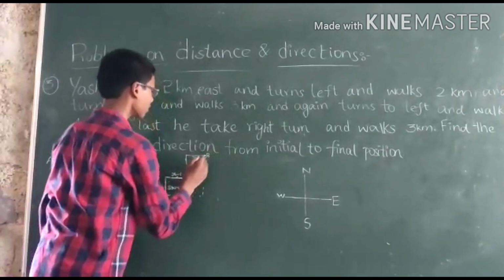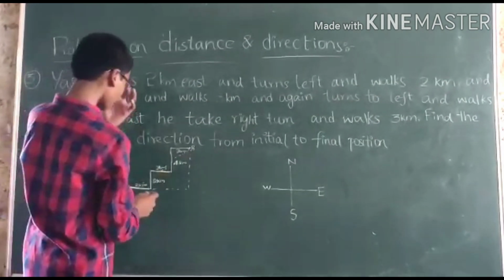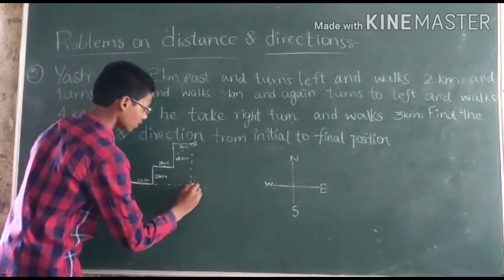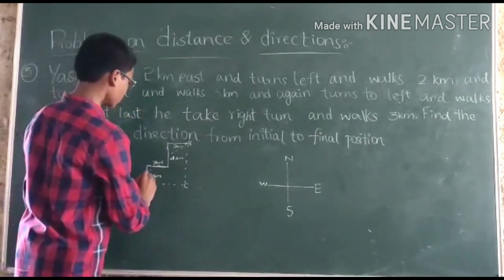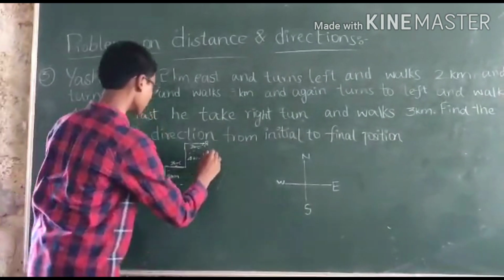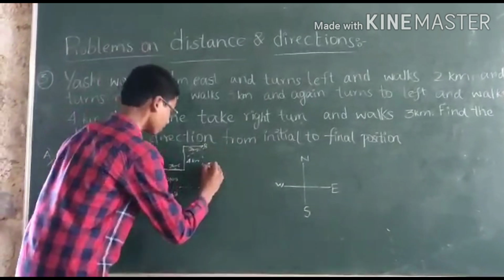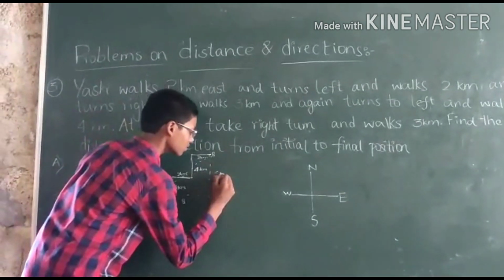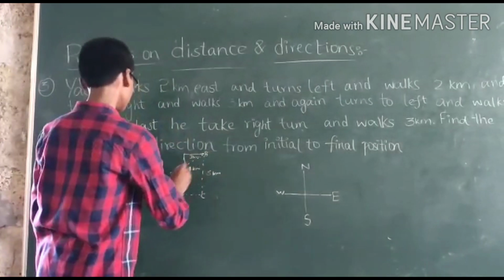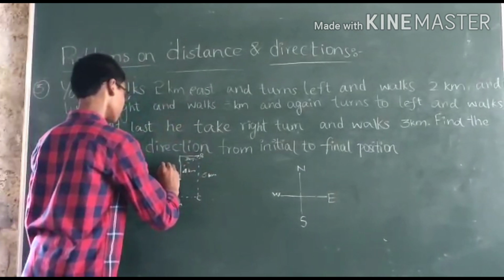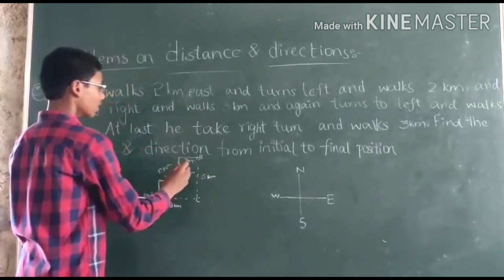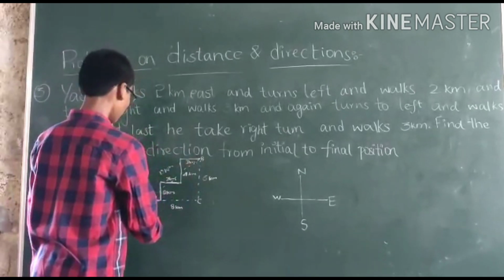We need to find distance from point A to point B by using Pythagoras theorem. First, distance of AC is 2 plus 3 plus 3, 8. And distance of BC is 6 kilometers. Now by using Pythagoras theorem, the distance of AB is 10 kilometers. This is the distance and direction from initial position to final position.